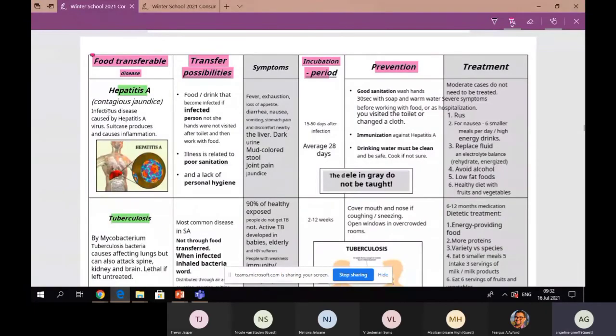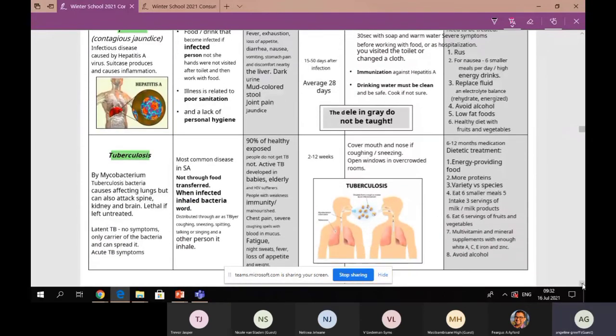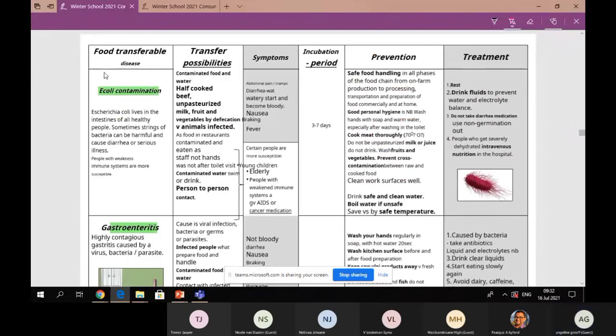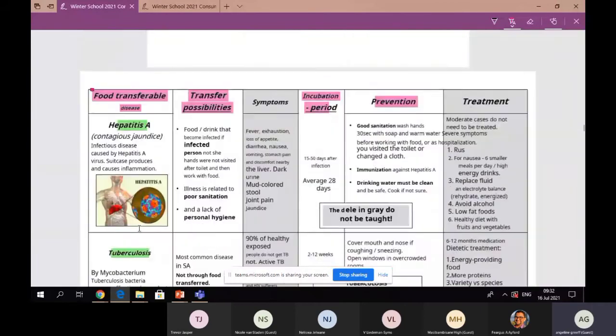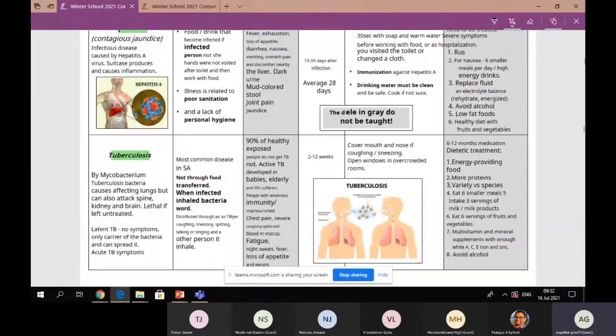Okay, so what is important? We're going to have a look at hepatitis A. There you can see TB, tuberculosis, right? And then E. coli contamination and gastroenteritis. Those are the four that are of importance for you.